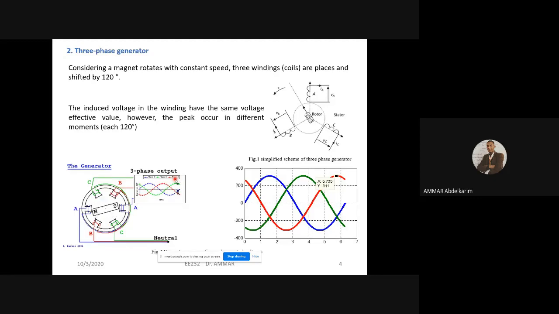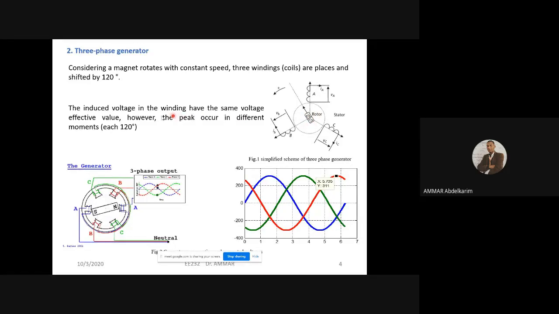Now, the second point we have seen, considering a magnet that rotates with a constant speed and three winding coils placed shifted by 120 degrees. So this representation is a simple design of a three-phase generator, where we have three coils shifted by 120 degrees, and we have a magnet that rotates here in the middle.